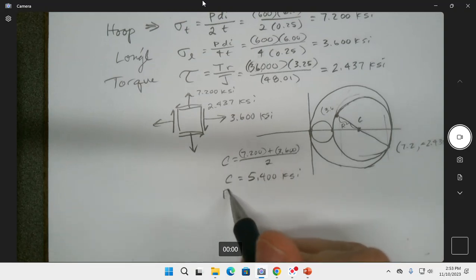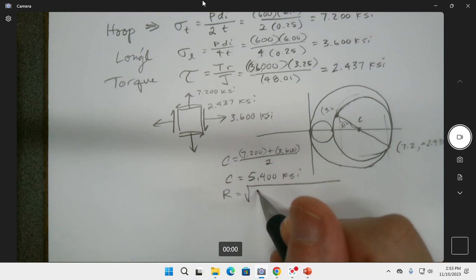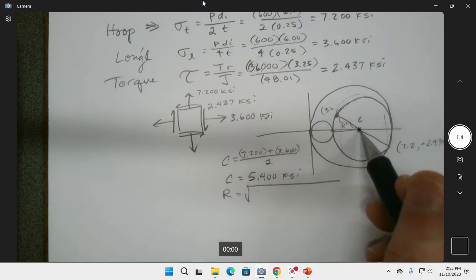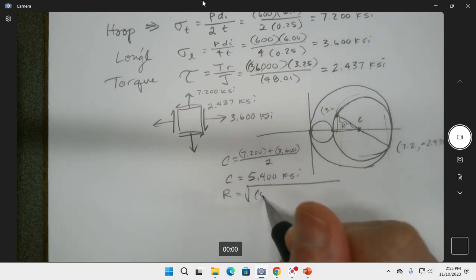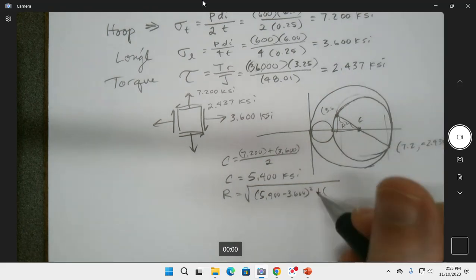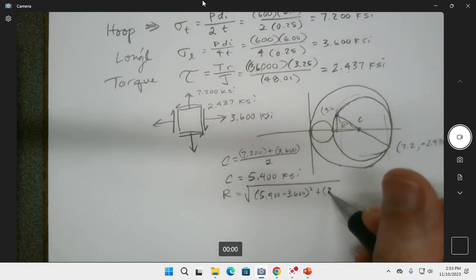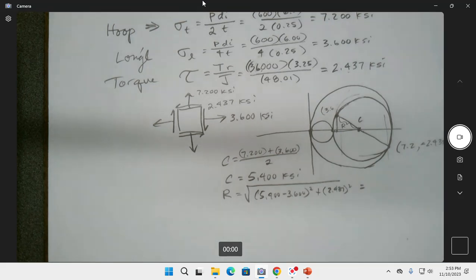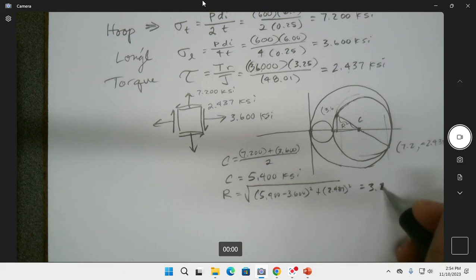And R is the square root of this value right here, which is going to be our 5.4 minus our 3.6, squared. And then this leg right here is the 2.437 squared. So 3.6 minus, square it, and 2.437 squared plus, square root. I get 3.030.